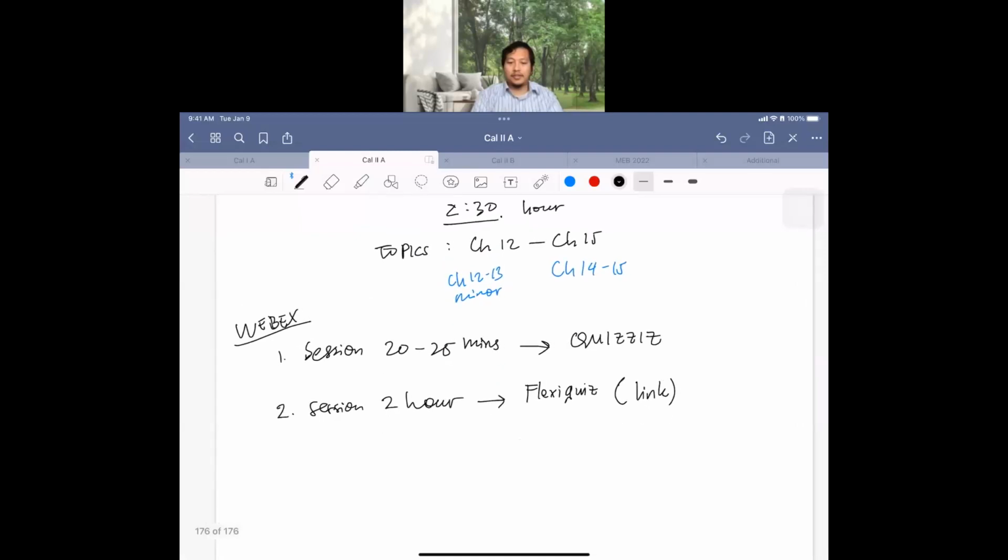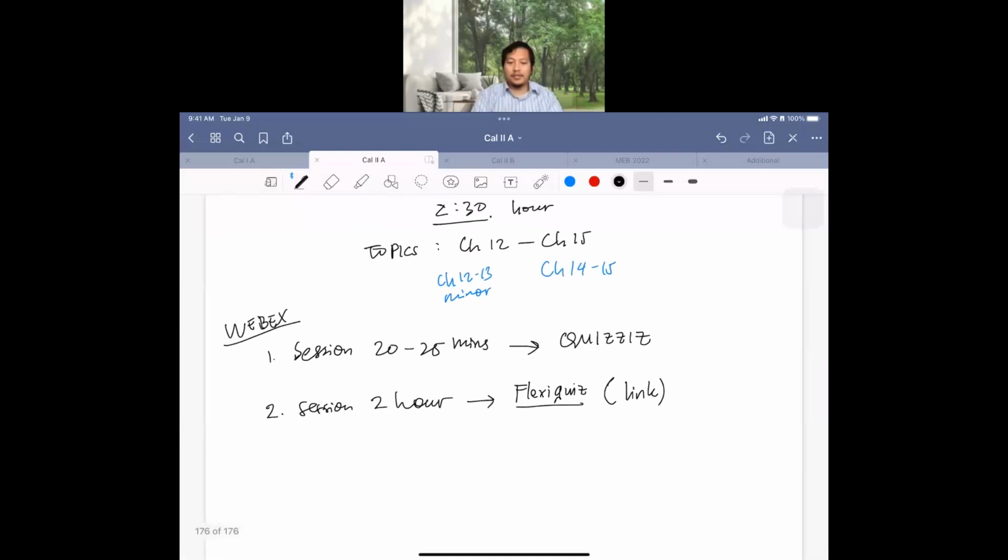The link for the finals is with Flexi Quiz. It's a platform similar to the quizzes, but it has more options for mathematics equations and for writing all the equations easily, rather than the quizzes. So in Flexi Quiz, first is my suggestion: use a laptop for stability.